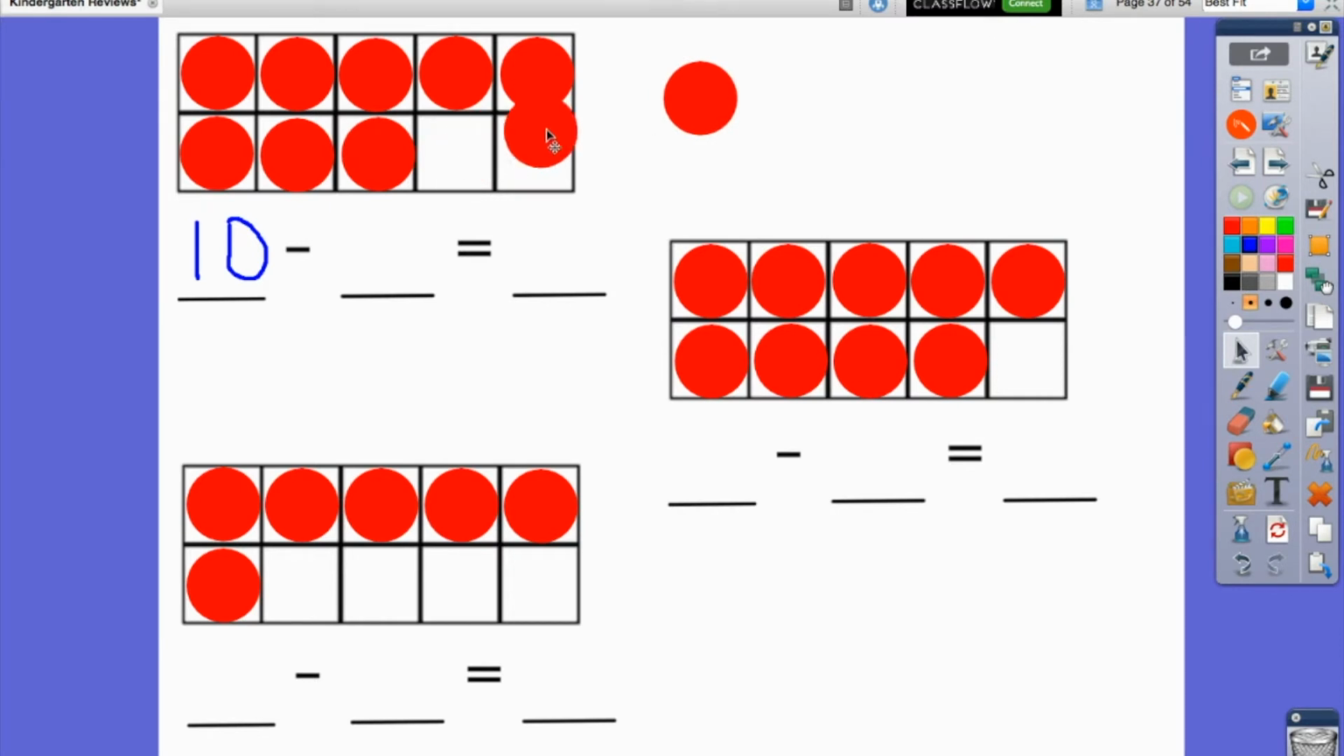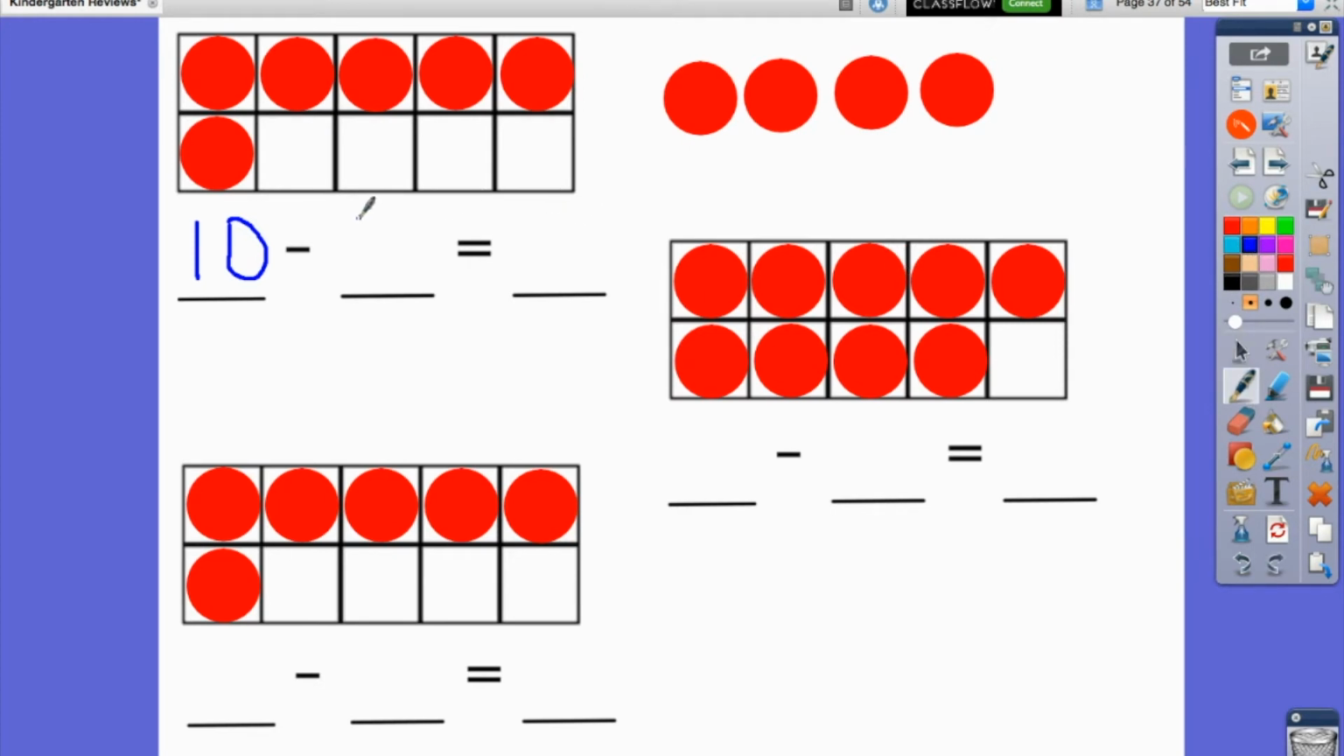1, 2, 3, 4. How many counters did I take away? I took away 4.